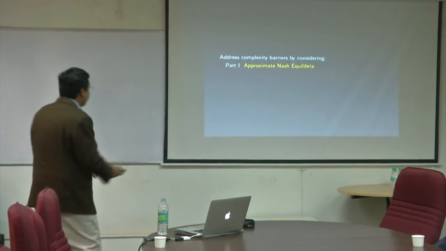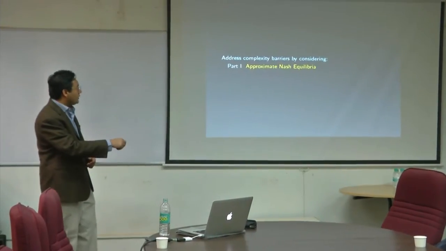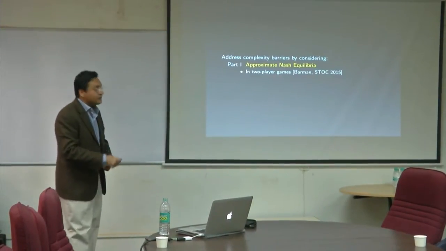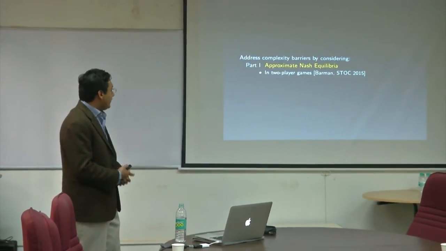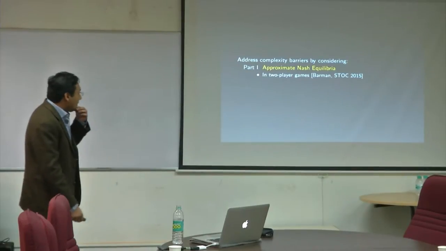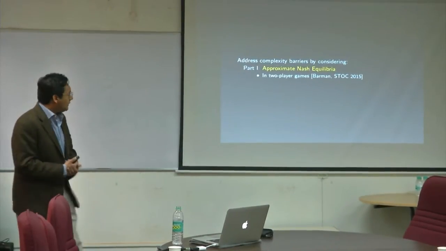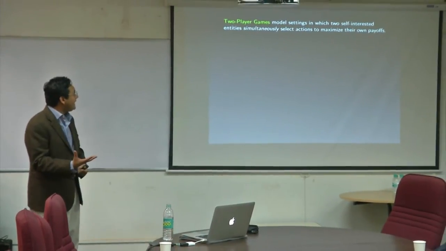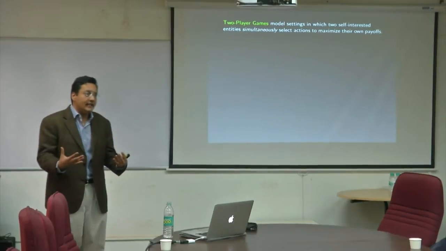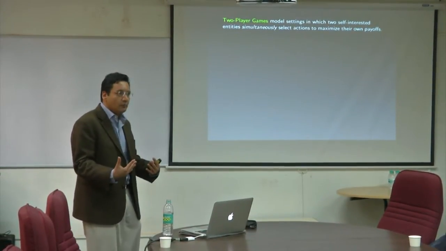So let me first talk about computation of approximate Nash equilibria. In particular, consider the case of two-player games, where I have two self-interested players. This is a common setup, but just to make sure everyone is on the same page, these two-player games represent settings where two self-interested entities simultaneously select an action to maximize their own payoffs.